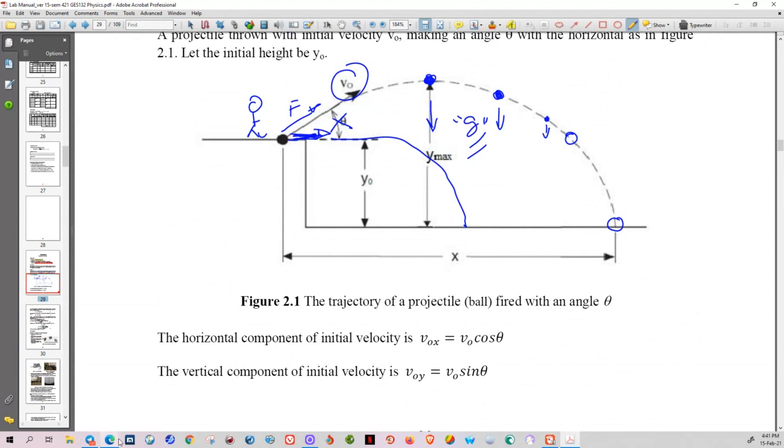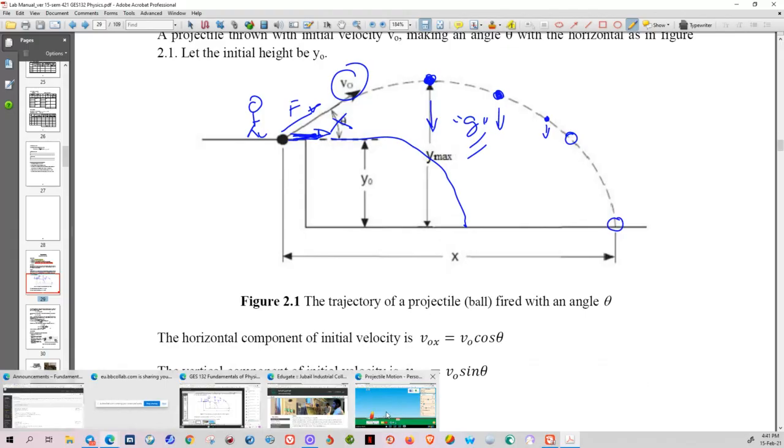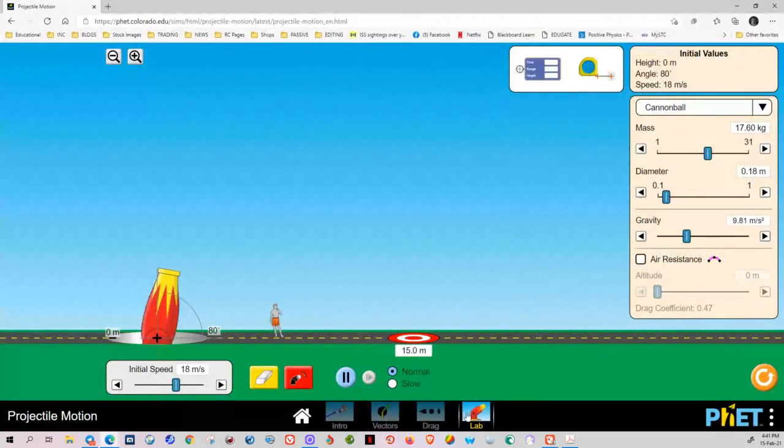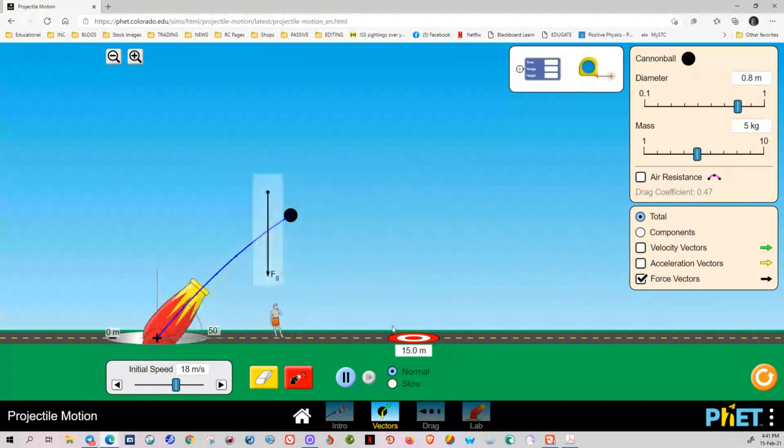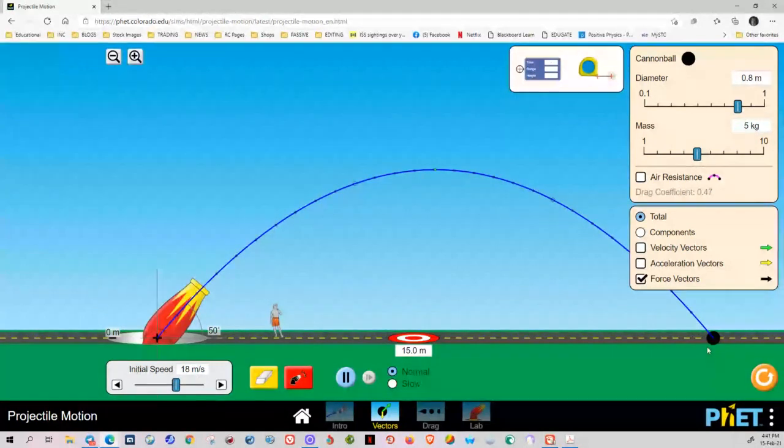Now, let me show you in the simulator what forces are being applied on our projectile. Let me open my simulation from here. Instead of lab, I will go to vectors. If we look at the forces being applied on our projectile, let's have a cannon here with an angle of 50 degrees. That's the initial speed. Let's remove the air resistance, or the friction with the air. When you fire the projectile, as you can see, it is moving in a curve.